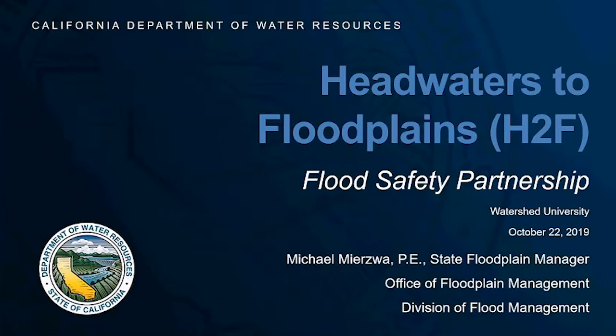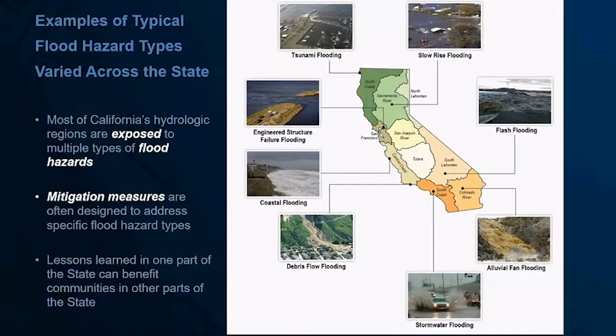So with that, we'll go on to my first slide here on the Headwaters to Floodplains Flood Safety Partnership. What you're looking at here is a graphic of the 10 hydrologic regions across the state of California. And surrounding these hydrologic regions, you see examples of typical flood hazard types. Most of California's hydrologic regions are exposed to multiple flood hazard types within each hydrologic region. However, the mitigation measures that we use to manage these floods are often designed to address specific flood hazard types.